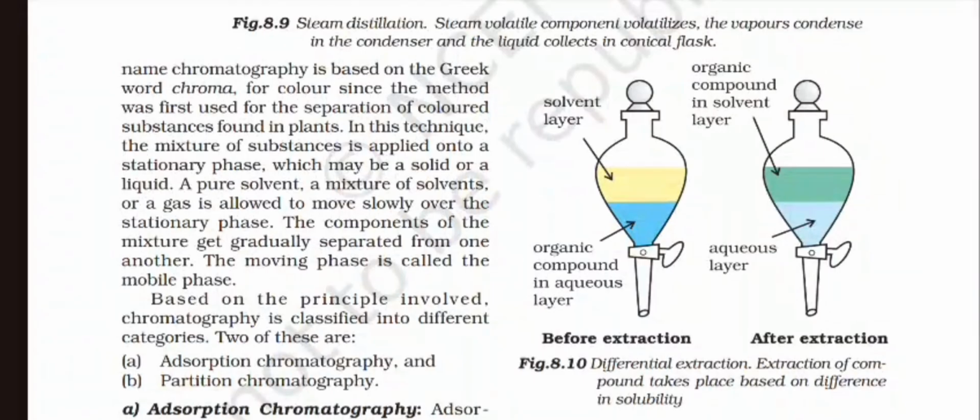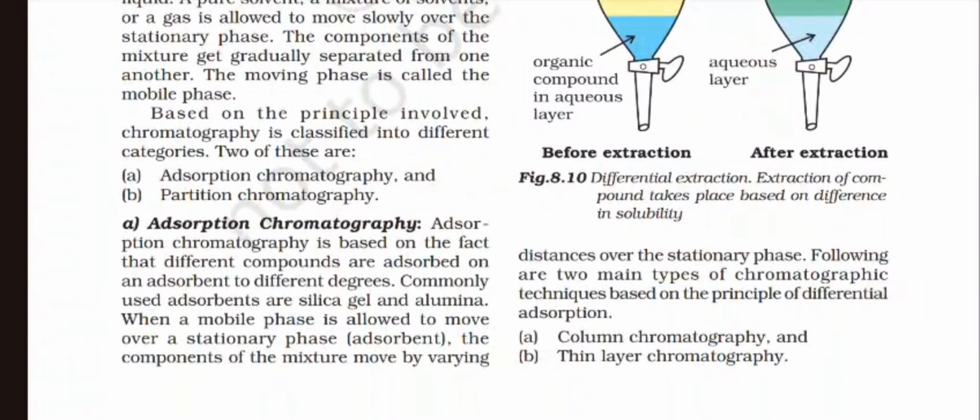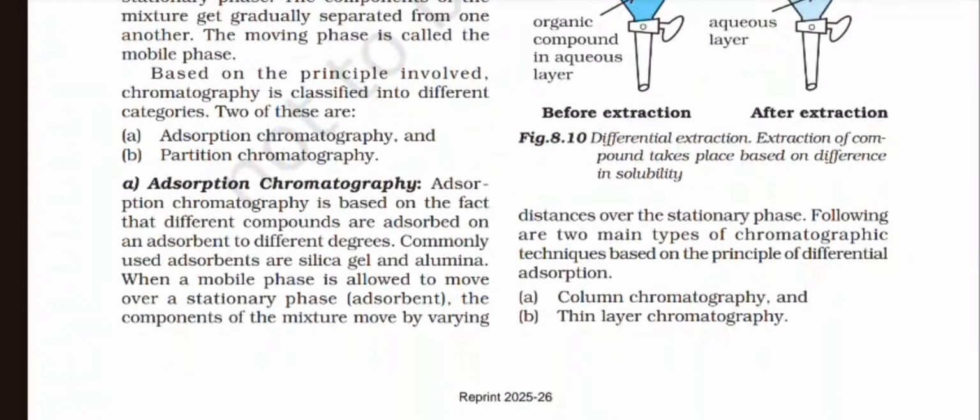In this technique, the mixture of substances is applied onto a stationary phase, which may be solid or liquid. A pure solvent, a mixture of solvents or a gas is allowed to move slowly over the stationary phase. The components of the mixture get gradually separated from one another. The moving phase is called the mobile phase. Based on the principle involved, chromatography is classified into different categories. Two of these are adsorption chromatography and partition chromatography.